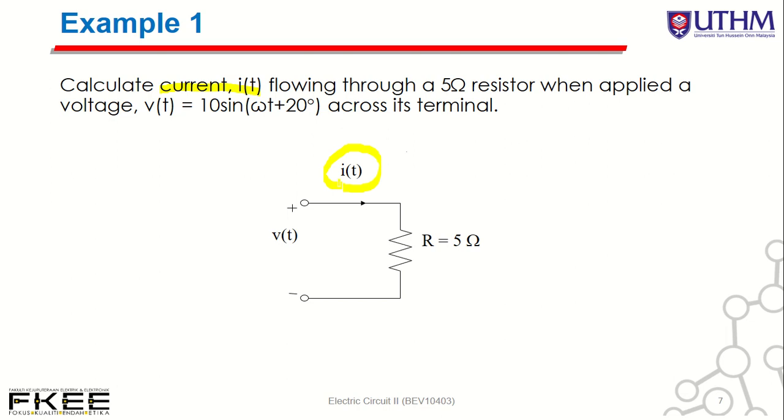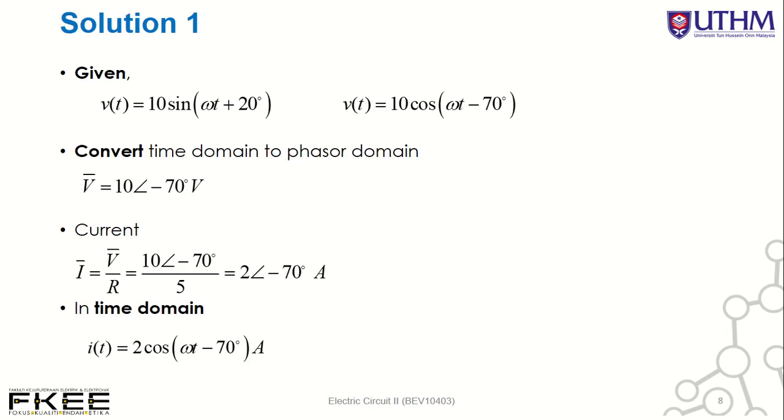Okay, so first of all, you need to transform from the time domain circuit to the phasor domain circuit. What you need to do is determine the phasor for the voltage, voltage V equal to, okay, so you can get V in the phasor domain.